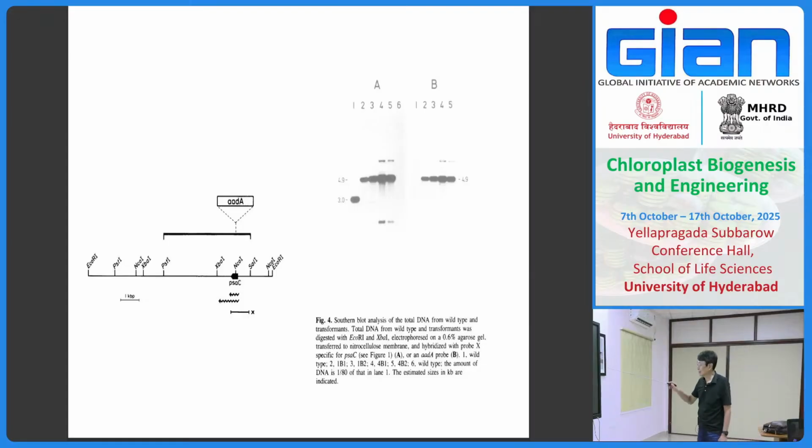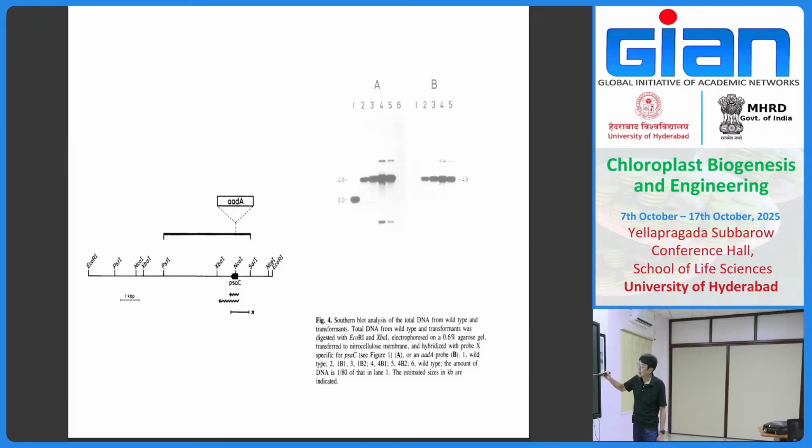So we used Southern blotting. We digested total DNA with EcoRI and XbaI, here and here, from here to here, okay?